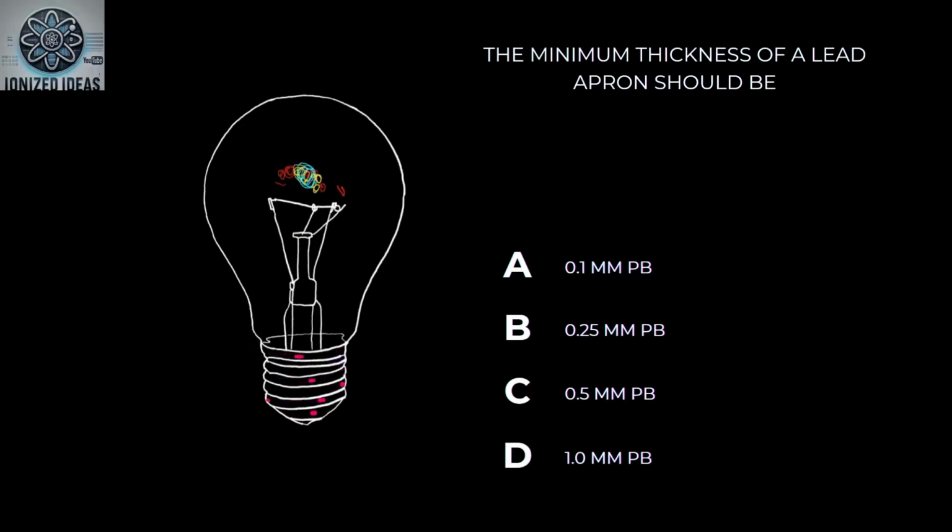The minimum thickness of a lead apron should be A. 0.1 mm Pb, B. 0.25 mm Pb, C. 0.5 mm Pb, D. 1.0 mm Pb.